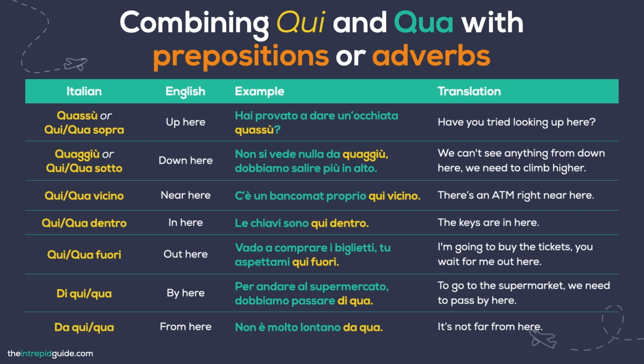Di qui, qua, by here. For example, Per andare al supermercato dobbiamo passare di qua. To go to the supermarket, we need to pass by here. Da qui, qua, from here. For example, Non è molto lontano da qua. It's not far from here. Now, to learn how to use all Italian prepositions, make sure you watch this video lesson here.